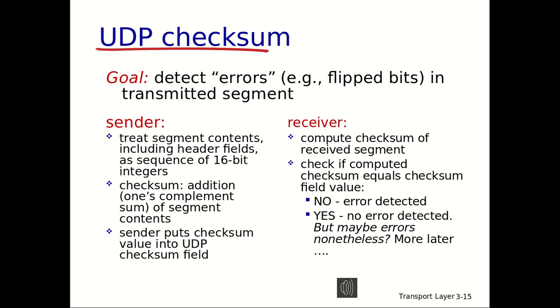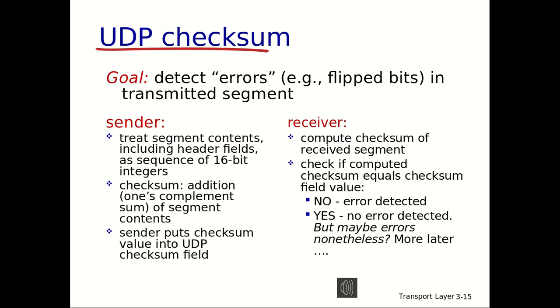The UDP checksum, the goal is to detect errors, for example flipped bits in the transmitted segment. That is, when you receive a particular segment using UDP protocol, the idea here is to check whether the received segment was with errors or without errors. If it was with errors, we are going to simply discard it. If it was received without any errors, then we can process it and pass it on to the higher layers.